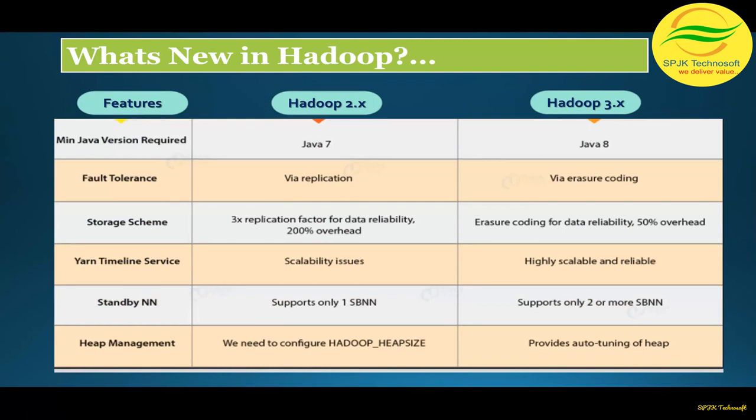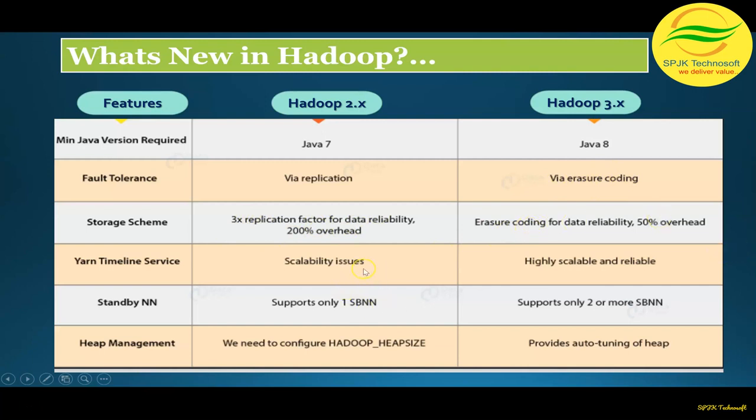Same fault tolerance, we use replication there. This is a very important update in Hadoop 3. Now we use erasure coding. We'll see what erasure coding is here. And then storage scheme: we used to do 3x replication, which is a 200% overhead, and erasure coding for data reliability reduces it to 50% overhead.